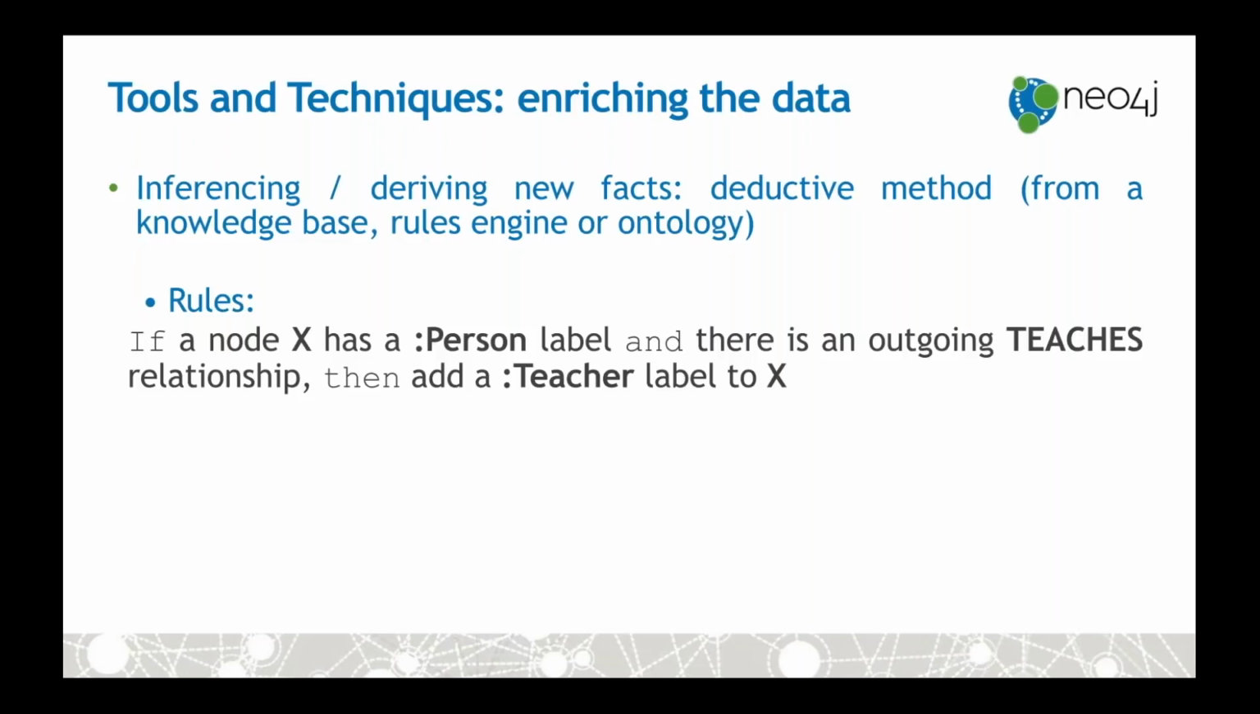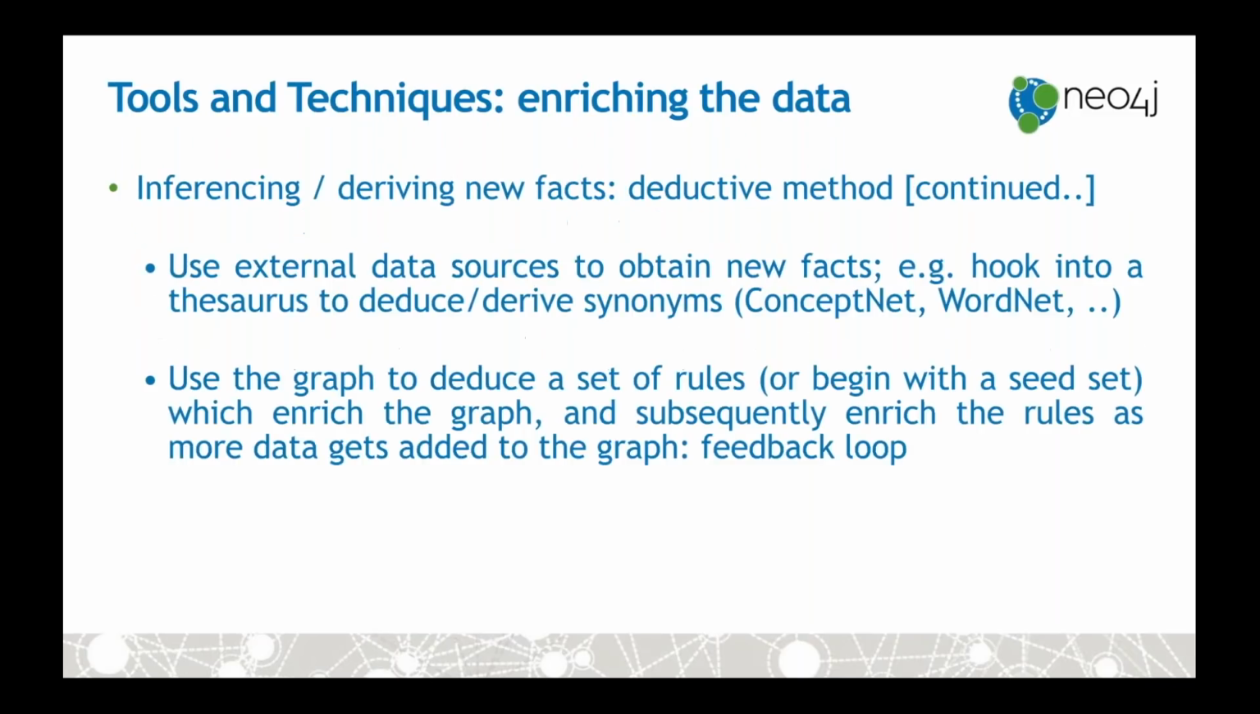So as you can imagine, over time you can add more and more of these rules to the application to enrich the graph. And in fact, continuing in this vein, you can also hook into external data sources to obtain new facts. So for example, ConceptNet and WordNet actually have concepts, which you can think of, not quite, but almost, as a category, if you like. And WordNet would have synonyms, antonyms, those sorts of things.